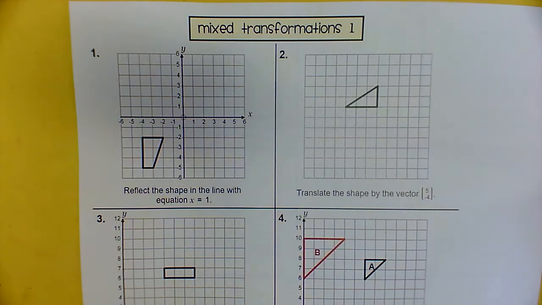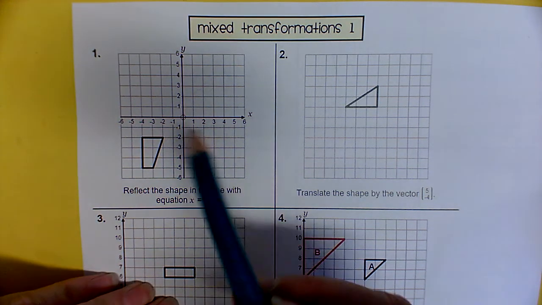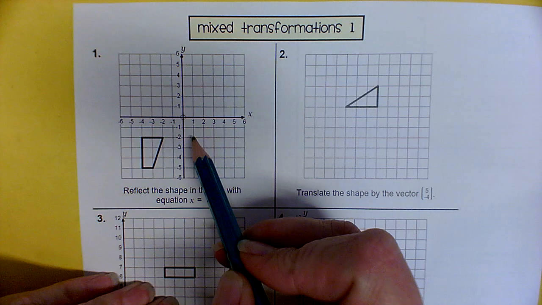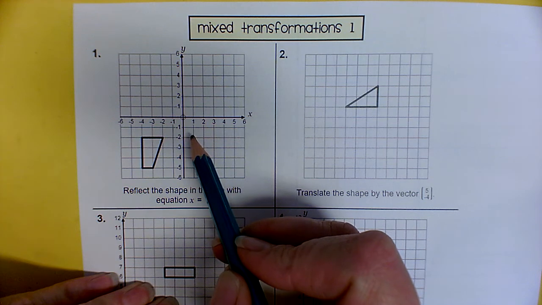Okay, we're going to take a quick look at some transformations. So question 1 is looking to reflect the shape in the line with equation x is equal to 1. The first thing we need to do is identify where x is equal to 1. And just remember, don't get yourselves confused. The tendency is to look at where 1 is and then potentially get this the wrong way round.